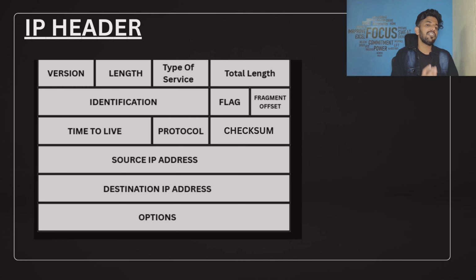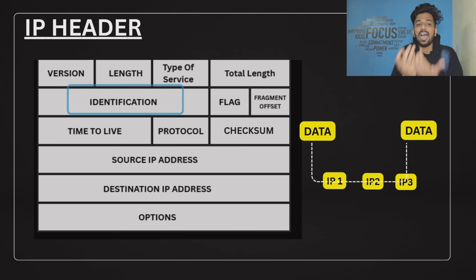The next field is identification. What does it do? Each packet is assigned a unique ID. The purpose of this ID is to help reassemble the fragments if fragmentation occurs. How does it work? Let's say the packet needs to be fragmented because its size exceeds the MTU size. So what we will do? The packet is divided into small fragments. Each fragment is assigned the same identification value. When the receiver gets these fragments, this ID helps reassemble them correctly into the original packet, which is why we use the identification field.